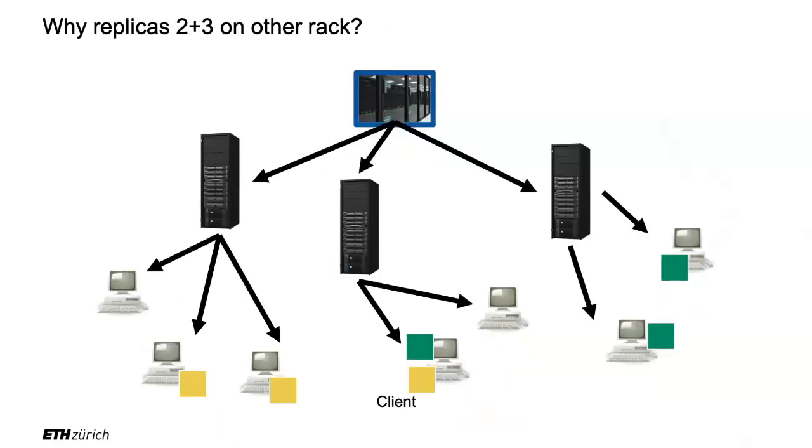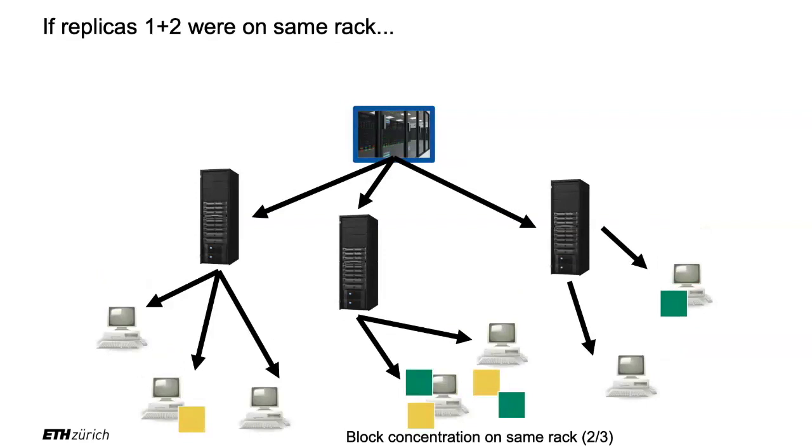Now, you might think, why do we store replicas 2 and 3 on the same rack, but another rack? Why, for example, we could have considered another strategy. Why don't we say we store the second replica on the same rack as the client? Right? We store the first replica on the client, and the second replica, same rack as the client. Then the third replica, another rack.